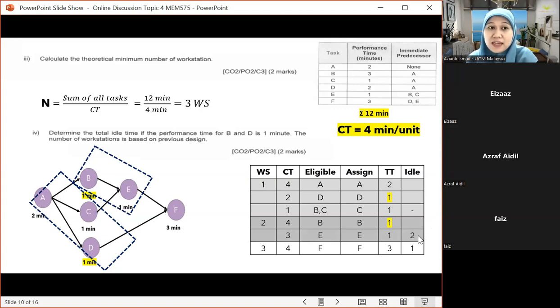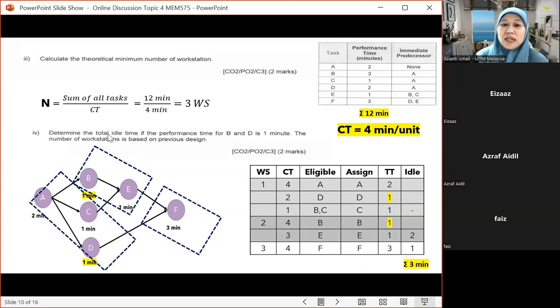So sekarang ada tak idle time? Ada. Idle time ni berapa? 3. Yang ni yang dia nak ni. So determine the total idle time if B dan D berubah. Jawapan dia adalah 3 minit. Okay. So kita dah jawab soalan 1, 2, 3, 4. So kena tulis kat sini. Sum ni 3 minit. So kita tahu ini jawapan dia.